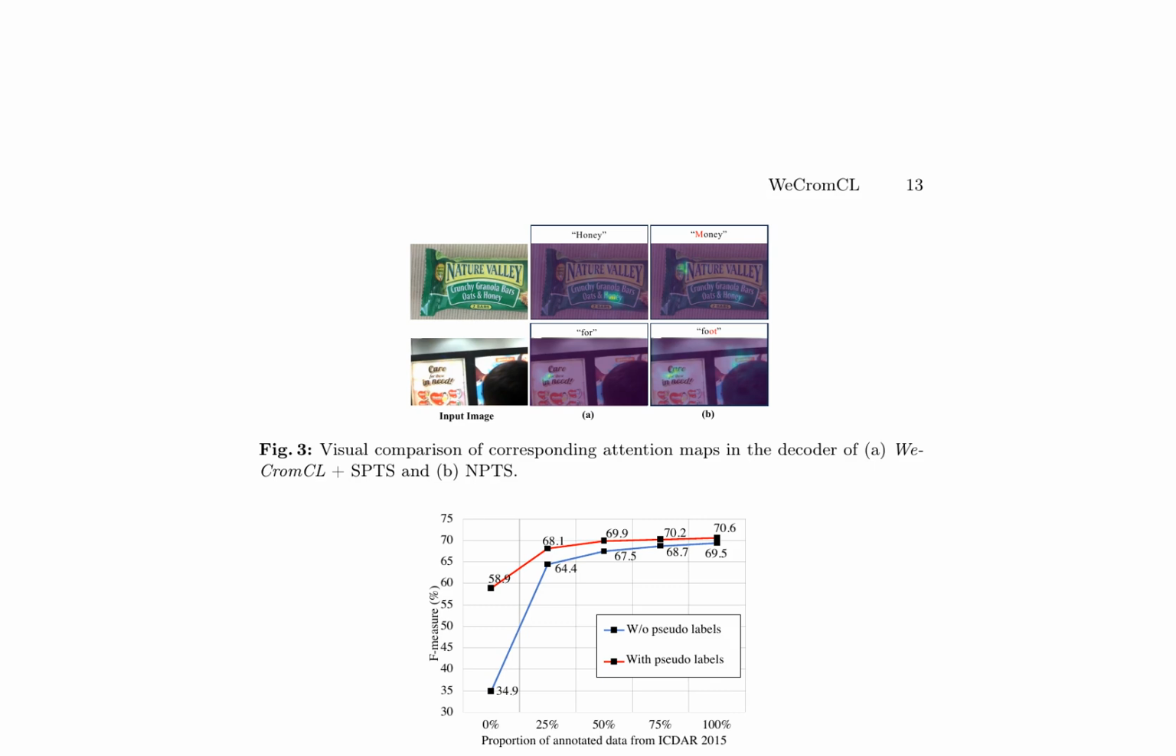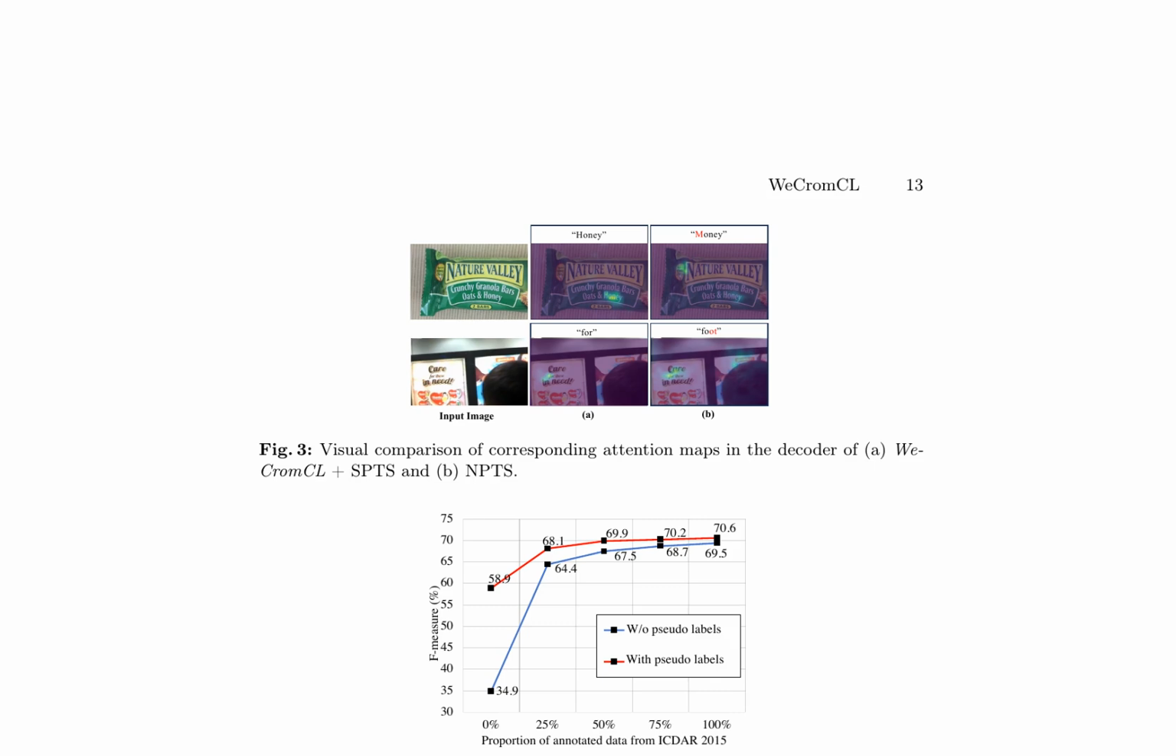The authors propose WeCromCL, a novel transcription-only supervised text spotting method that efficiently generates pseudo-location labels from text-image pairs without annotation cost. This two-stage modeling strategy demonstrates its superiority over single-stage methods like NPTS. The effectiveness of WeCromCL is shown through visual comparisons of corresponding attention maps in the decoder, and its impact on fully supervised spotting methods is investigated.